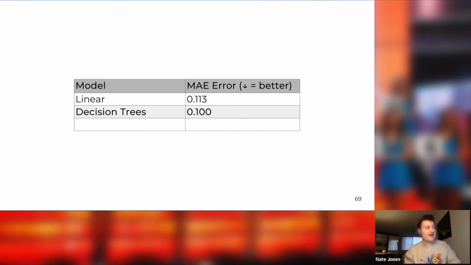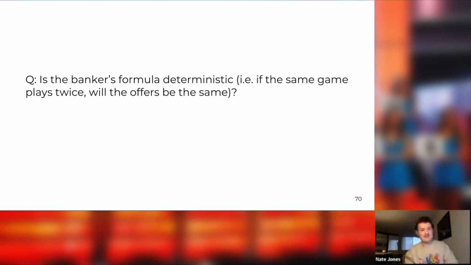linear model. But it's not perfect yet because I sadly couldn't sleep at night because I had one more question in the back of my mind. And this question would prove to be my doom. Is the banker's formula actually deterministic? So that means if the same game happens multiple times, will the banker's offer be the same for each one of those games? Intuitively, you might say yes, but the answer is sadly no.